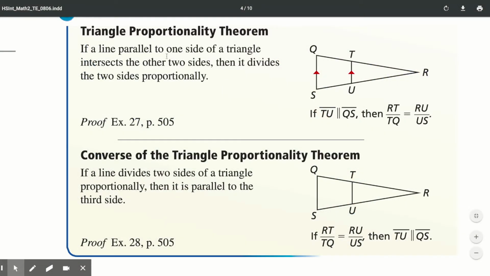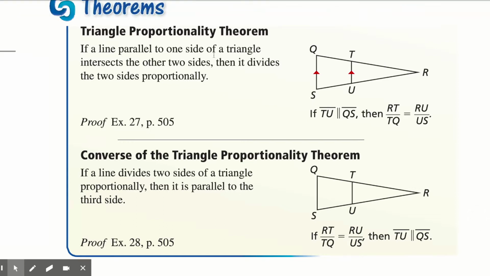Okay. All right, so guys, check this out. This is the triangle proportionality theorem, and it states if a line parallel to one side of a triangle intersects the other two sides, then it divides the two sides proportionally. So that just means like if TU is just some line that goes from this side to this side, and if it's parallel to QS, then RT over TQ is going to be equal to RU over US. And the converse is just pretty much stating the other way.